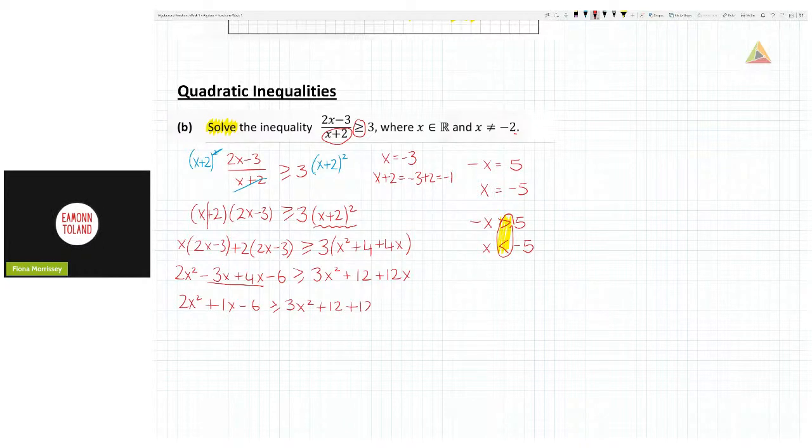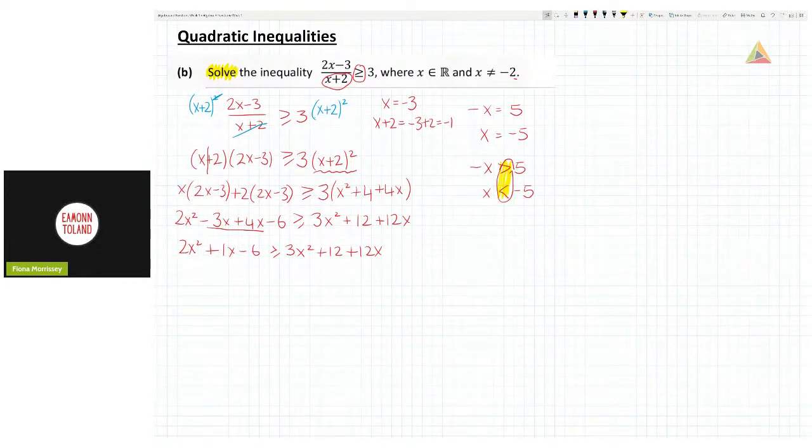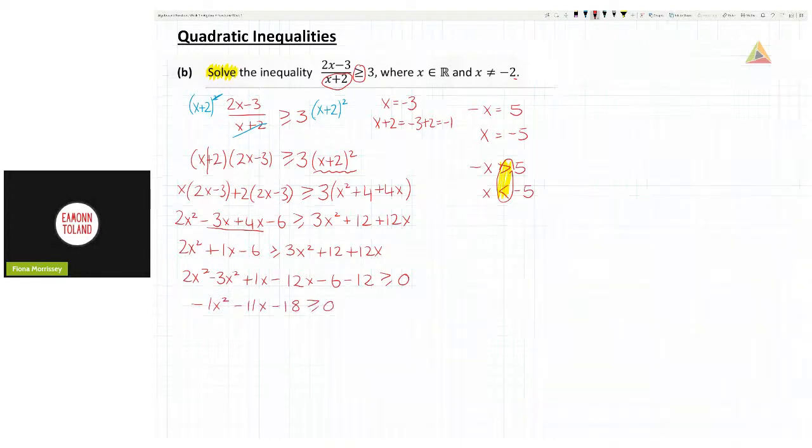12 plus 12x. And I'm going to move everything to the left-hand side because now it is looking like a quadratic. It has an x squared in it. I'm going to move everything to the left. So that's giving me 2x squared minus 3x squared plus 1x minus 12x minus 6 minus 12 greater than or equal to, and I have 0 on the right. I have nothing left on the right. Simplifying, that's minus 1x squared minus 11x minus 18 greater than or equal to 0.